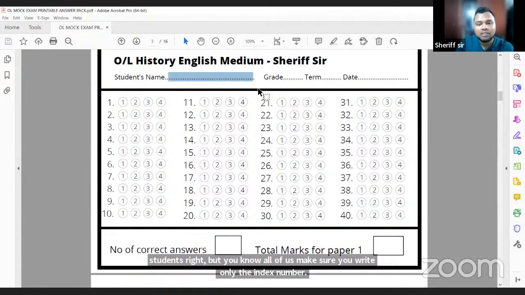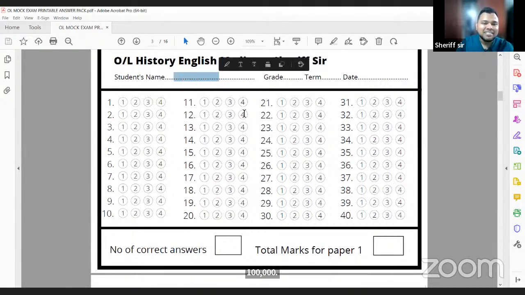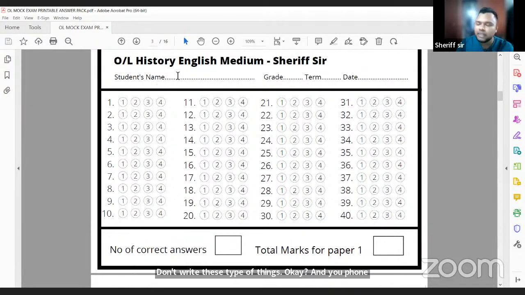Not things like I'm working hard, please consider, I'm poor, I'm rich, I'll give you 100,000. Don't write these types of things. And especially your phone number, don't write that. Just write your index number.